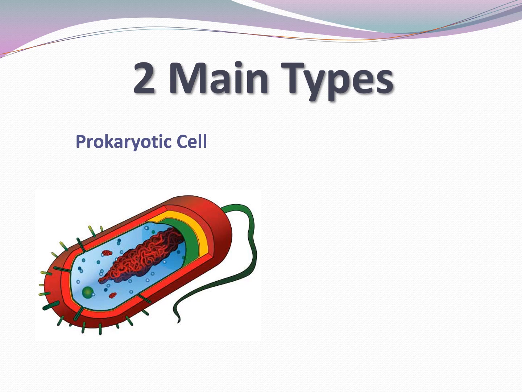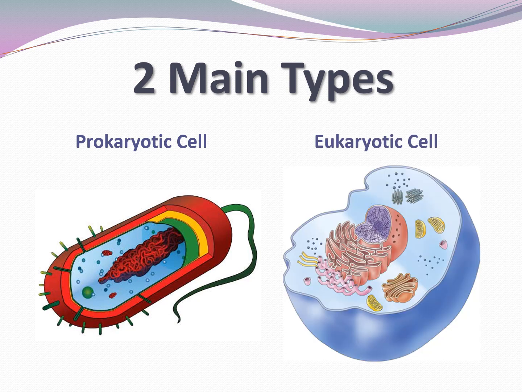The first type is called a prokaryotic cell, as shown on the left. The second type is called a eukaryotic cell, as shown on the right. Let's learn more about these cell types.